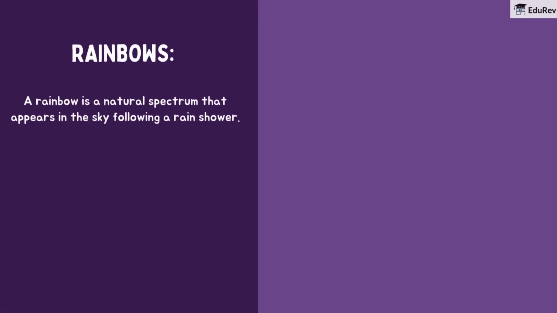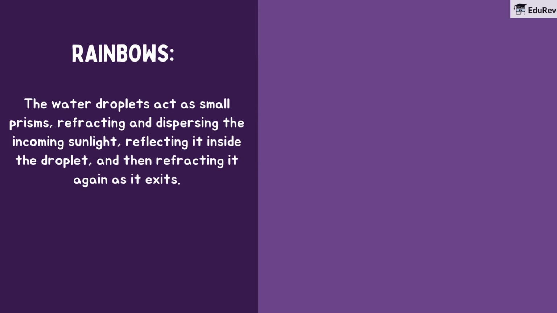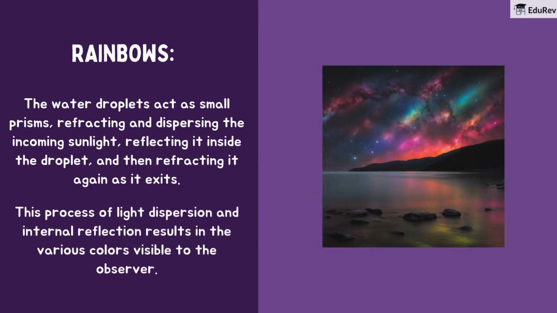Rainbows. A rainbow is a natural spectrum that appears in the sky following a rain shower. It forms when sunlight is dispersed by tiny water droplets in the atmosphere. A rainbow always appears in the direction opposite the sun. The water droplets act as small prisms, refracting and dispersing the incoming sunlight, reflecting it inside the droplet, and then reflecting it again as it exits. This process of light dispersion and internal reflection results in the various colors visible to the observer.